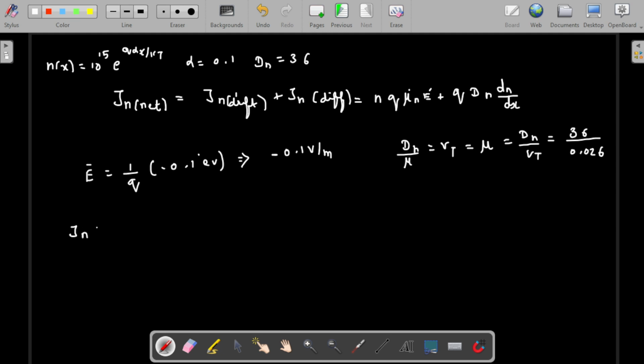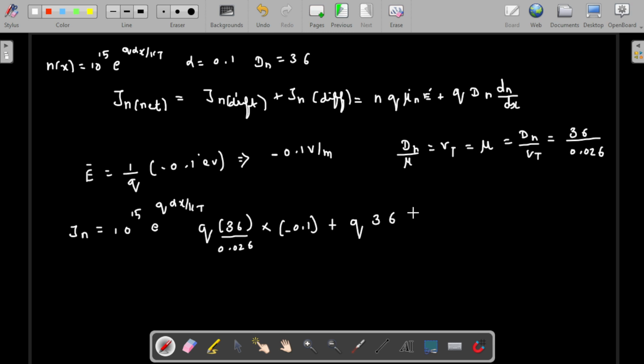So let's substitute everything in the equation. The J net is equal to 10 power 15 e power q alpha x by kT, let's keep it as it is, and then we can substitute it. So q, mu n we know, so we can directly substitute that also: mu n is equal to 36 divided by 0.026, into my electric field, which we know, that is minus 0.1. Then plus q, let's keep it as it is, and then Dn we know, that is 36. So dn by dx, we need to differentiate this.